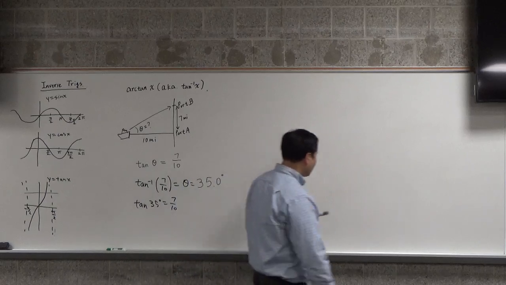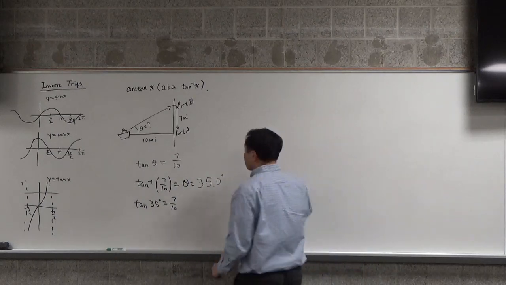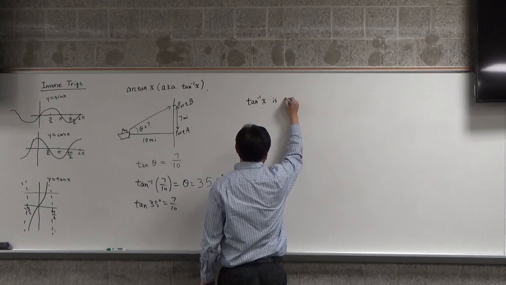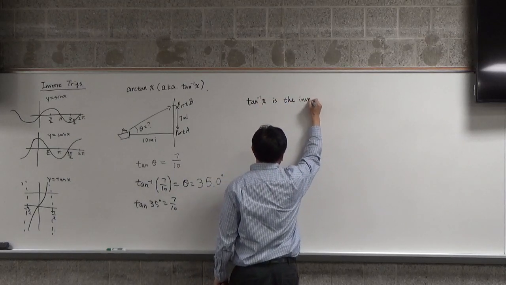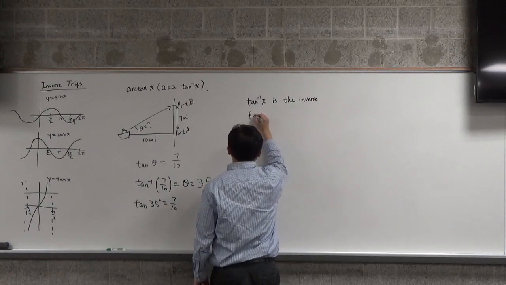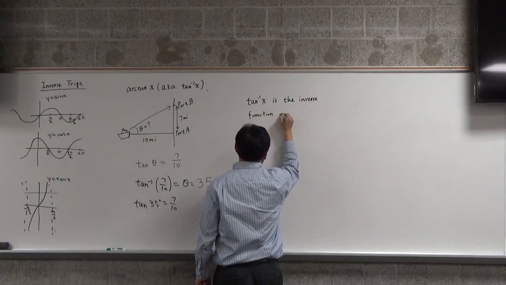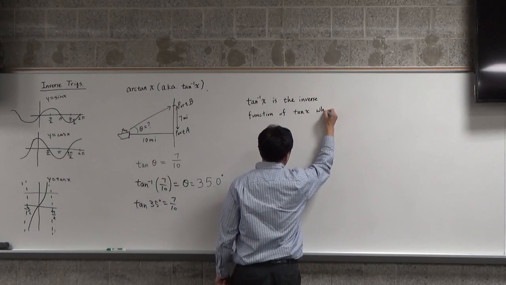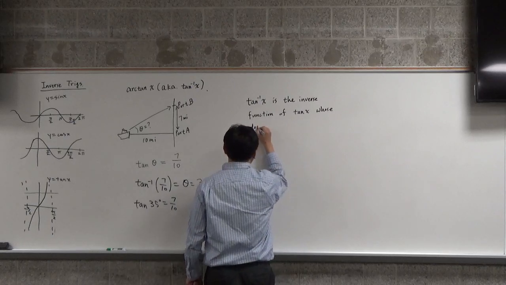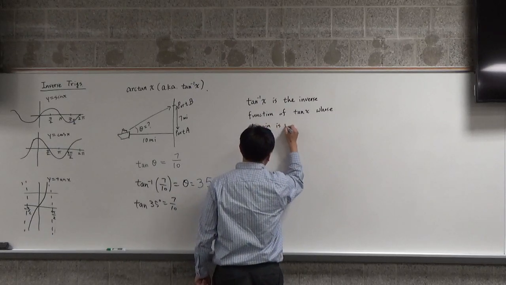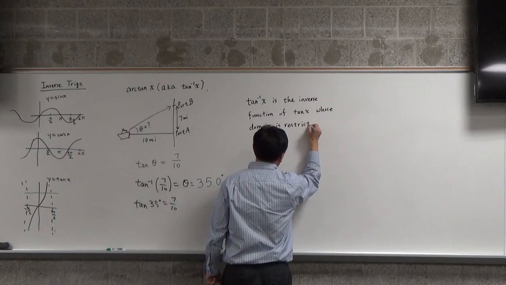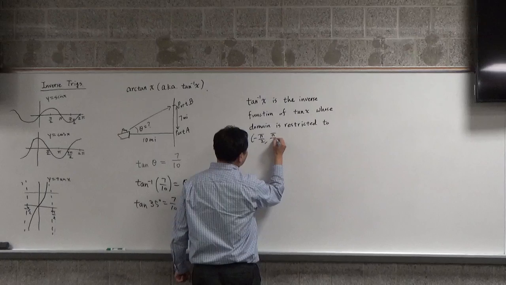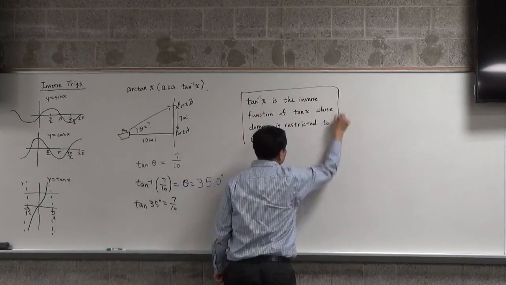And let me write that statement. Okay, so tangent inverse of x is the inverse function of tangent of x whose domain is restricted to -pi/2 to pi/2. So that's something that you should know.